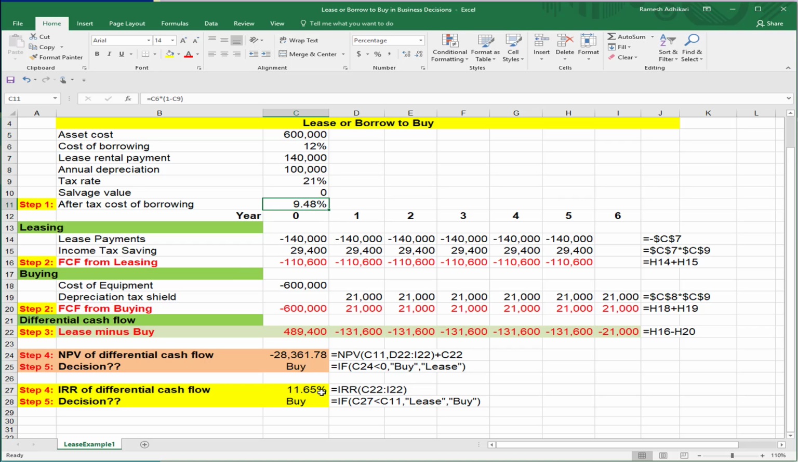So how do you make that decision? Remember here, if the IRR is less than after-tax cost of debt, then lease it. If it is more, then buy it, and hence our decision is to buy. So this is how we make the decision. This is a little bit technical. I hope it makes sense to you.